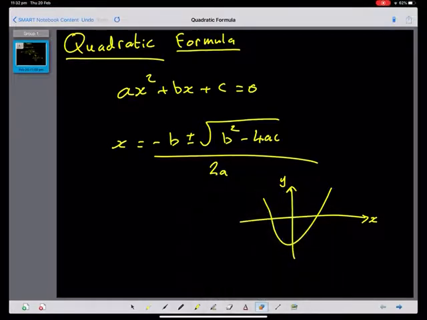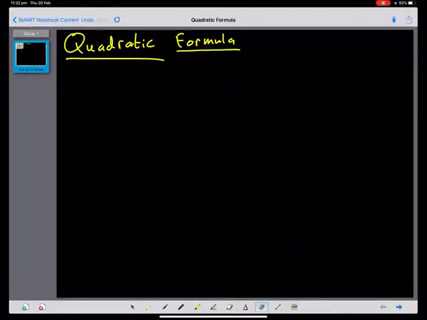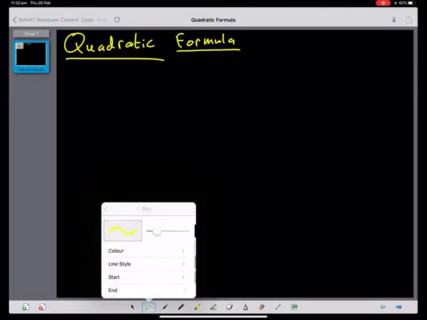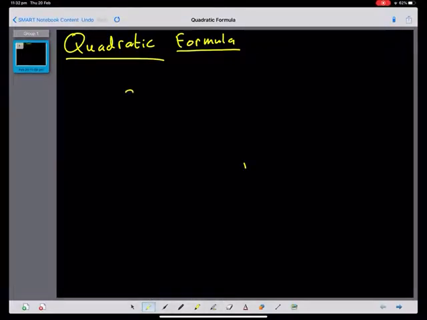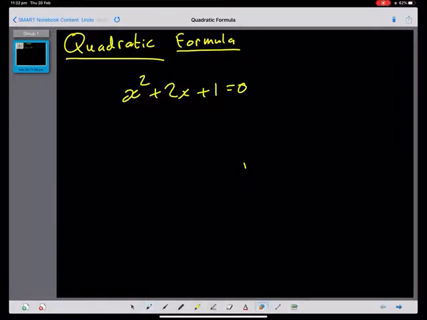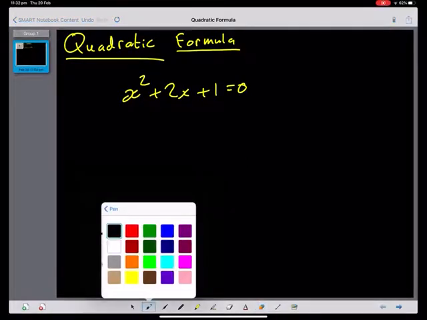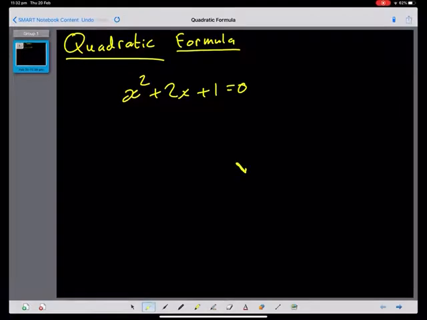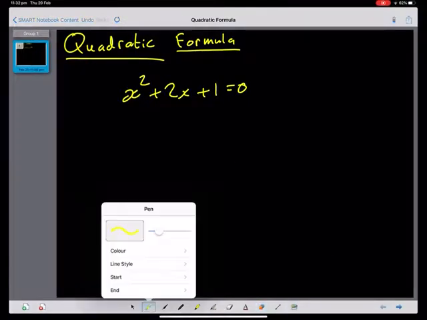Okay, so let's just look at a basic monic quadratic equation. x squared plus 2x plus 1 is equal to 0. Okay, so this is an equation because we have an equal sign. It's monic because the leading coefficient is 1. And we're going to solve this. Let's solve it 3 ways.